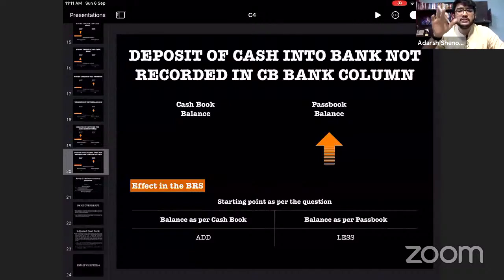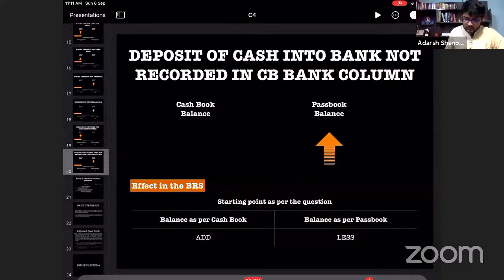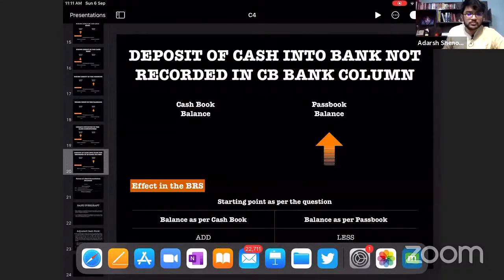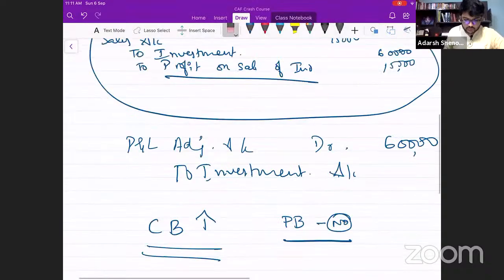Now I have a question. Should we record this in the adjusted cash book? Will this come in the adjusted cash book? The answer is yes. You have to adjust this in the cash book. It is an omission. Correct. Shall we move on to the problems now? Let's do problems one by one. We shall begin.